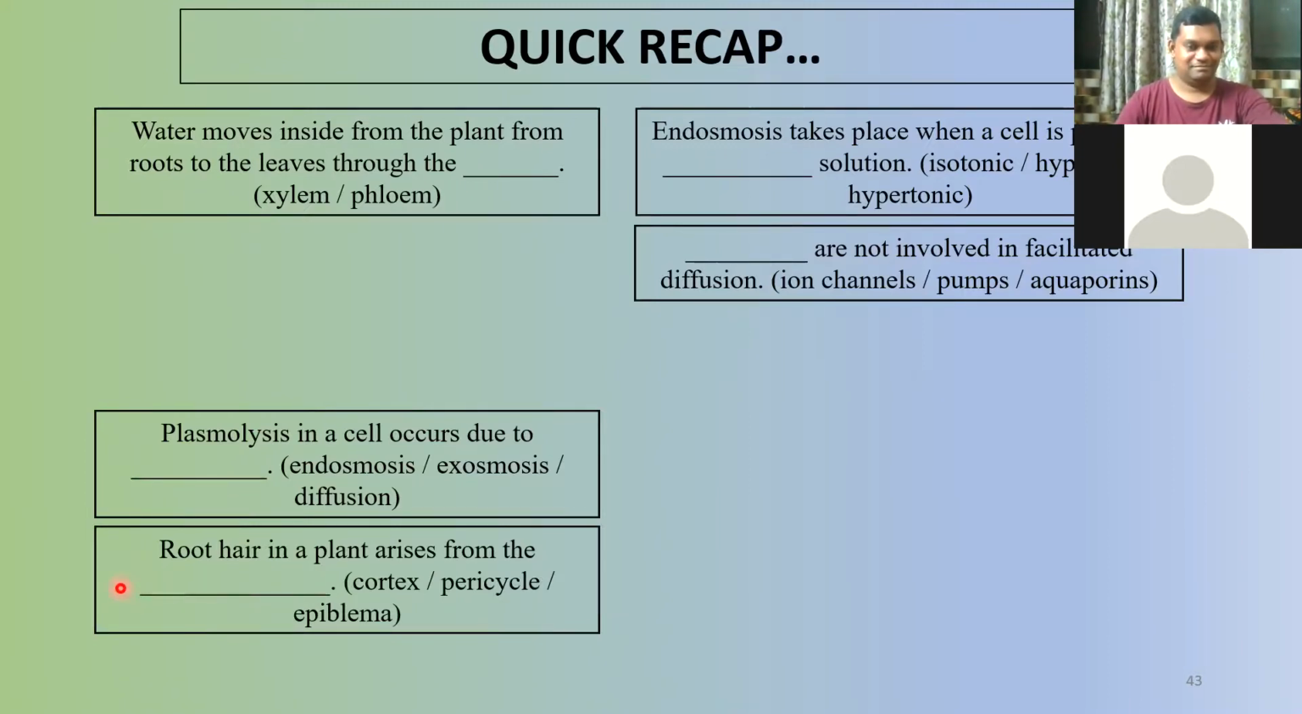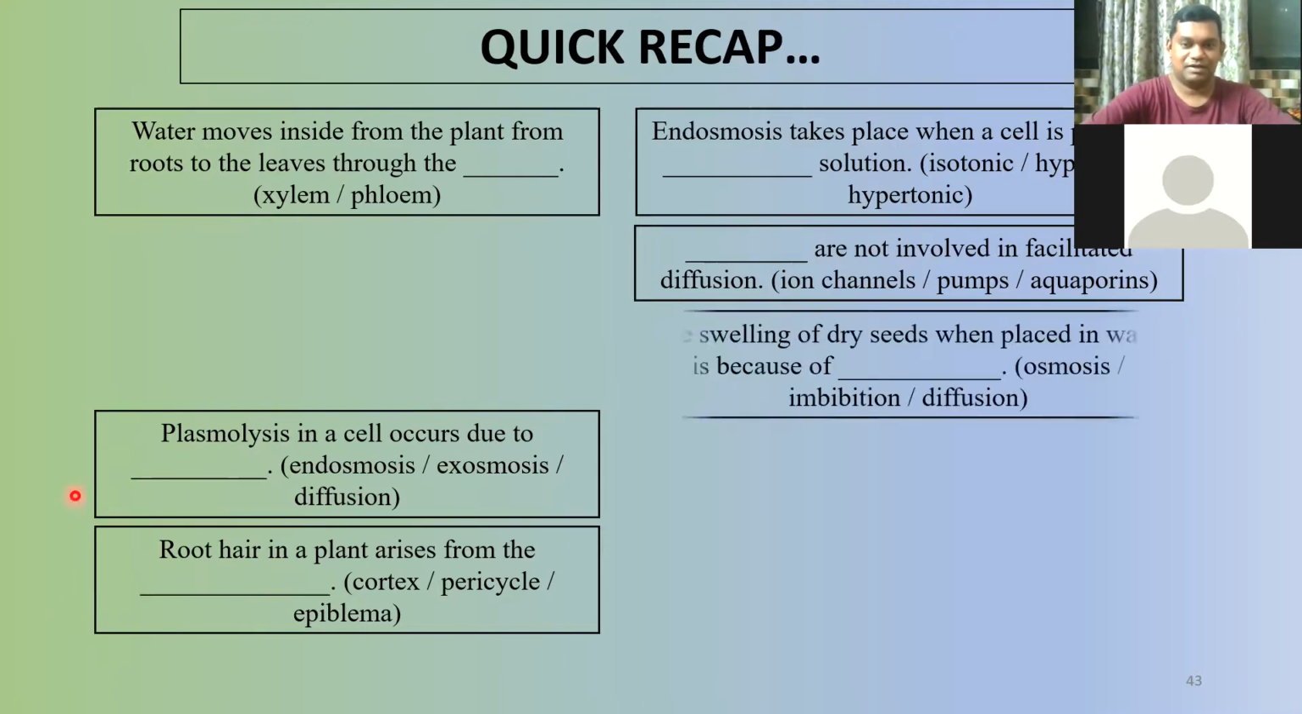Root hair in a plant arises from the dash: cortex, pericycle, or epiblema. Wait, cortex is lower down. Oh no, I will have to go back to that cycle again. Question: root hair arises from... Quick. The cortex will not come. It is epiblema, right? Correct. It is epiblema. Epiblema comes first.